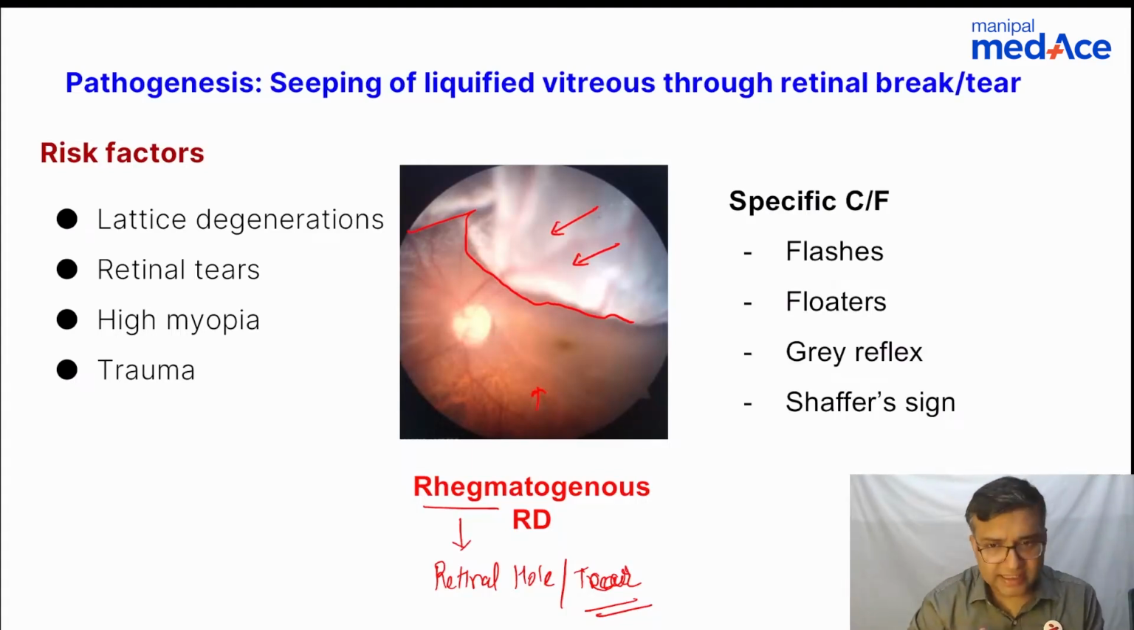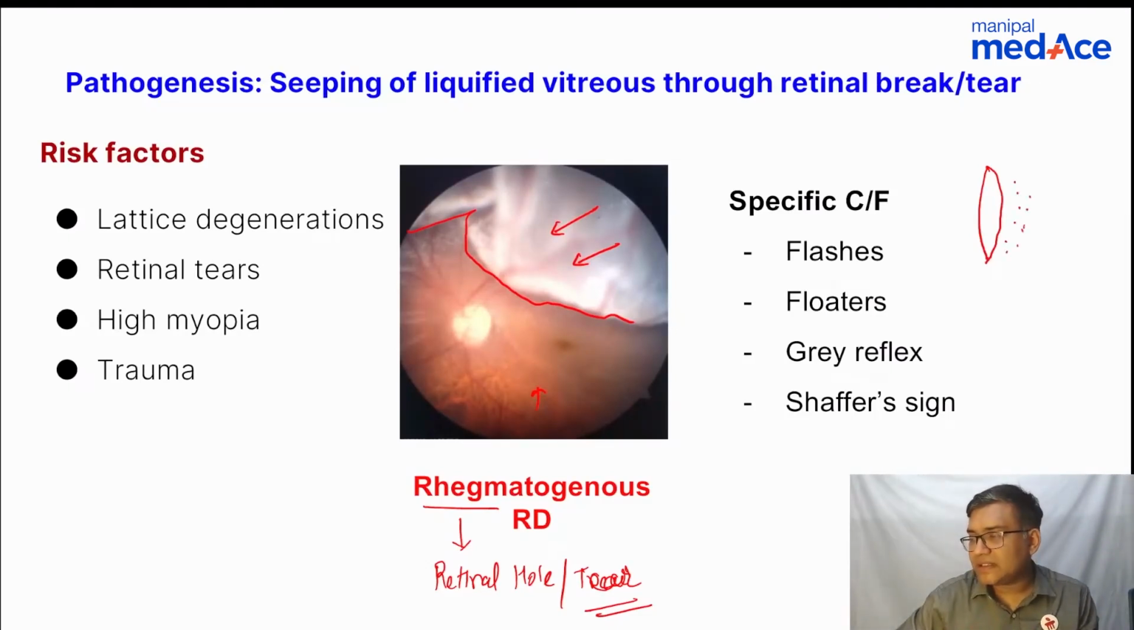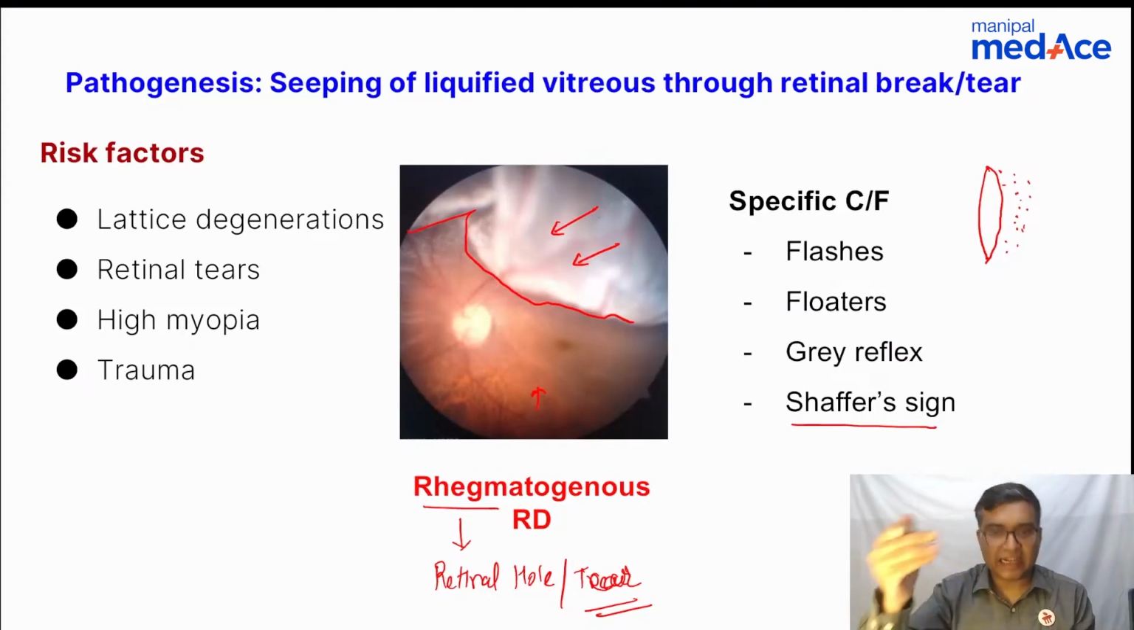Now there is an important sign in patients of rhegmatogenous retinal detachment that is called Schaeffer sign. So what is basically Schaeffer sign? When we see the patient on the slit lamp, in the anterior vitreous you can see the cells or the pigments. This is basically called the Schaeffer sign. And if you are seeing a Schaeffer sign, that means the patient has a rhegmatogenous retinal detachment.